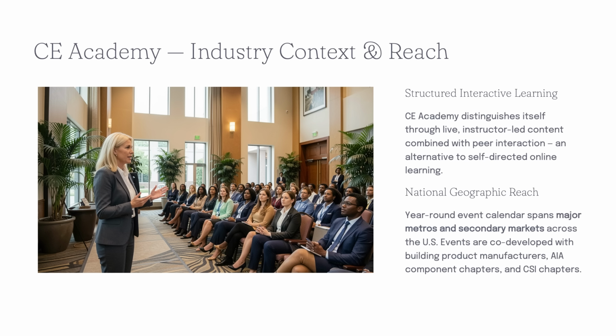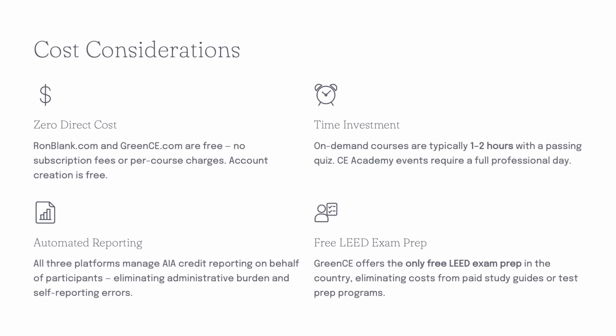Cost considerations. Direct cost to architects. ronblank.com and greence.com offer their primary programming at no cost to attendees. Account creation is free. There are no subscription fees or per-course charges for the sponsored content. Time cost. On-demand courses on ronblank.com and greence.com are typically 1 to 2 hours in length and require a passing quiz score. A full-day CE Academy event requires a full professional day. Architects should factor actual time commitment into their CE planning.